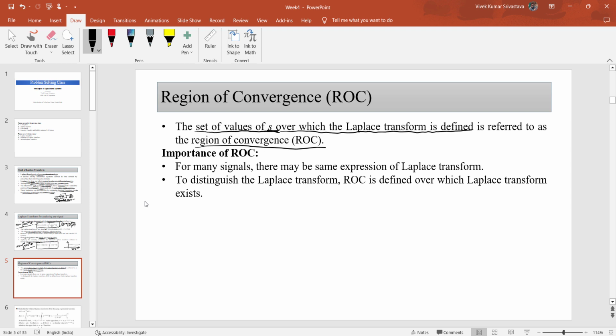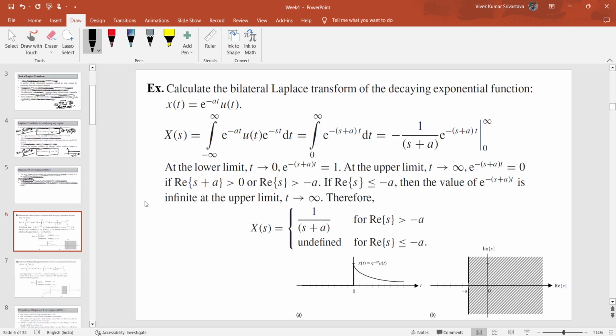I will take one example in the upcoming slide, so from there it will be clear to you. Before moving ahead, let us see the importance of the ROC. As I said, for many signals there may be the same expression of the Laplace transform. So to distinguish the Laplace transforms we define a region of convergence over which the Laplace transform exists. Let us move ahead and take one example so that it will be clear to you.